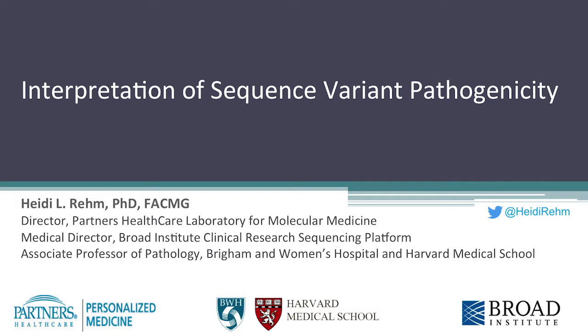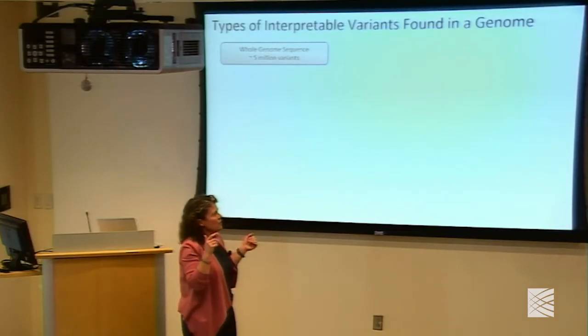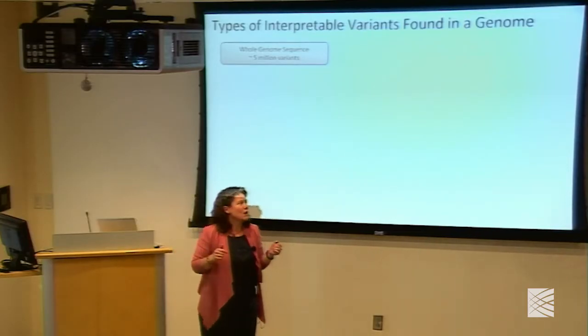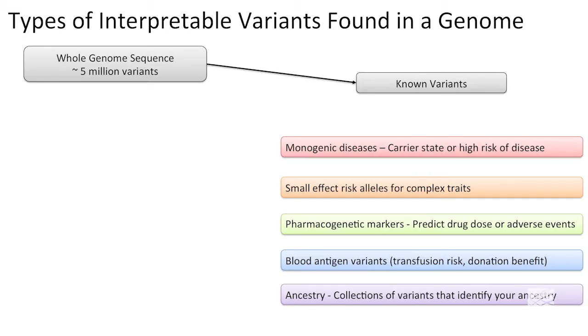I did want to start with broadly thinking about what the types of interpretable variants are that are found in a genome, and I put them in roughly 5 categories. First, variants that cause monogenic diseases, where you may find them in the carrier state for recessive disease, or actually putting you at risk for a dominant disease. Second, small effect risk alleles for complex traits, generally identified through GWAS studies.